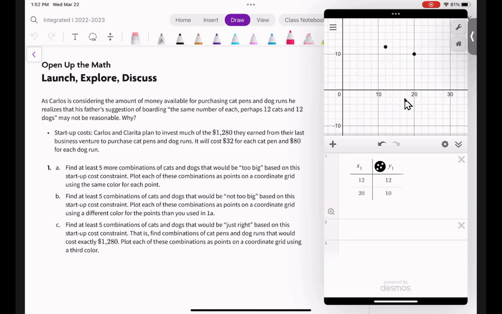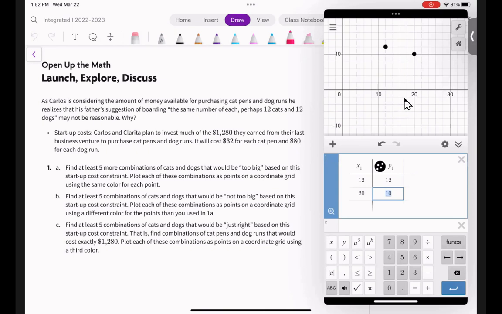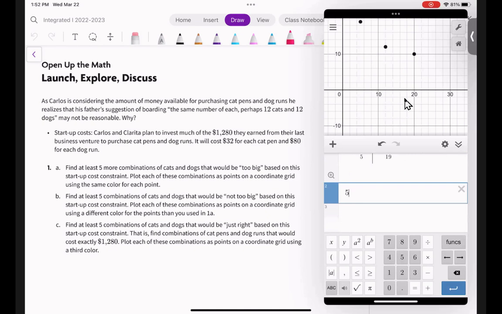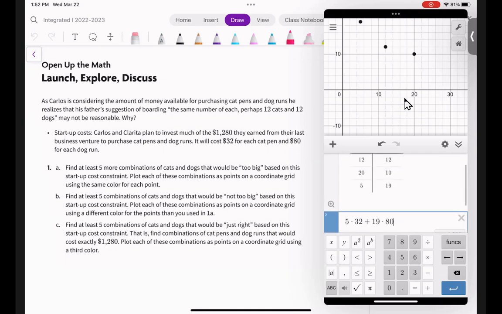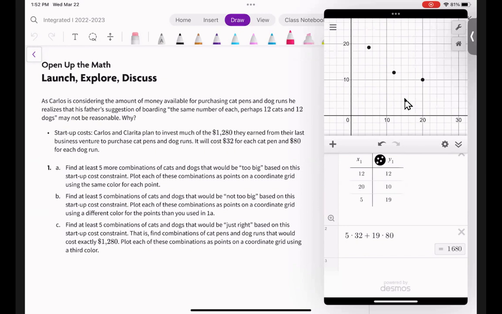Someone said 5 and 19. Let's see. I'm going to check that really quick. So 5 times 32 plus 19 times 80. Yeah, that's too much money, right? That's too big, right? So 5 and 19 don't work. Do you guys all see a pattern? Does anybody see a pattern?